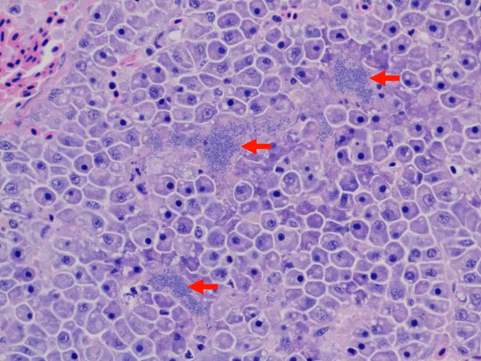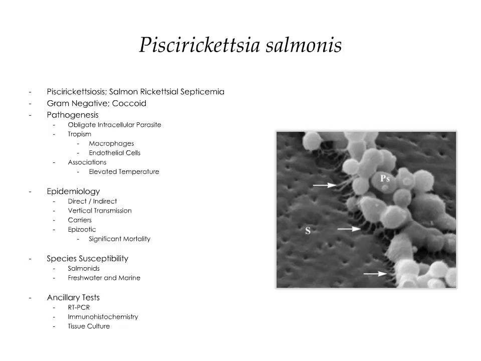Within sections of the liver, there are scattered aggregates of rod-shaped bacteria within hepatic sinusoids. These are labeled in red. They're often associated with hydropic degeneration and necrosis of the surrounding hepatocytes.